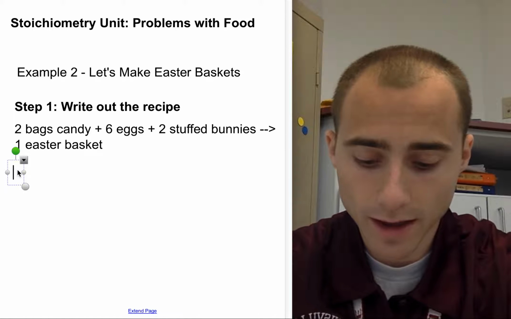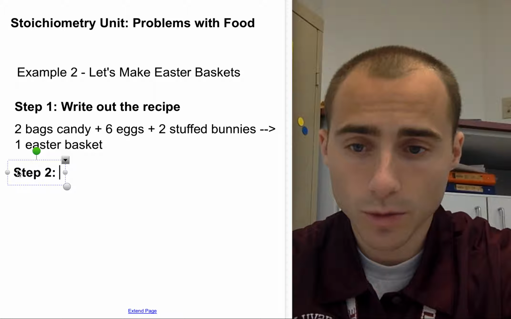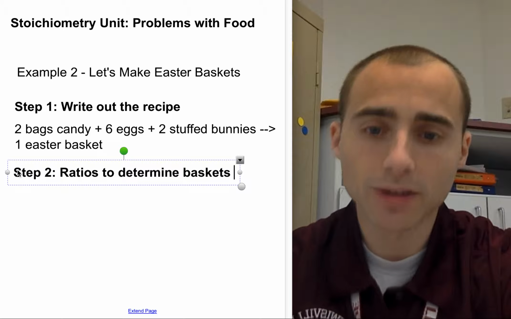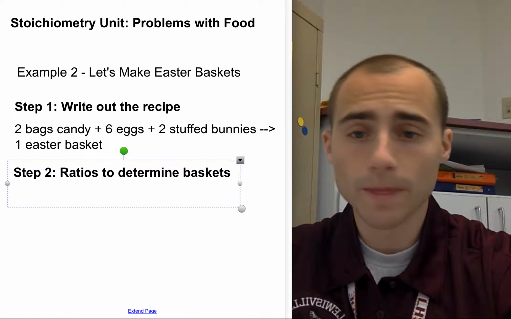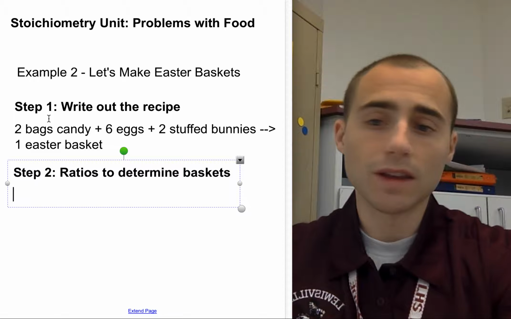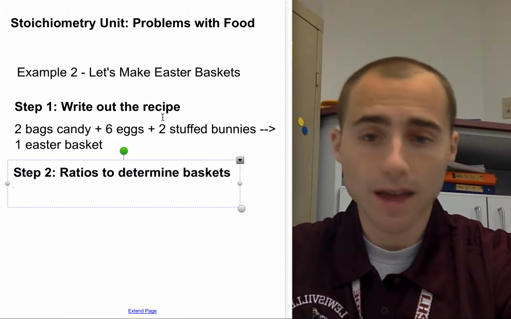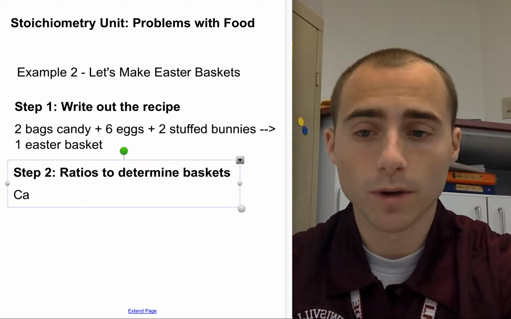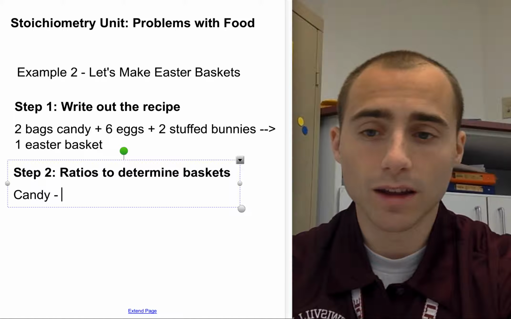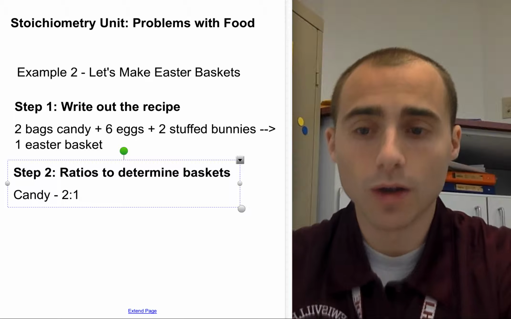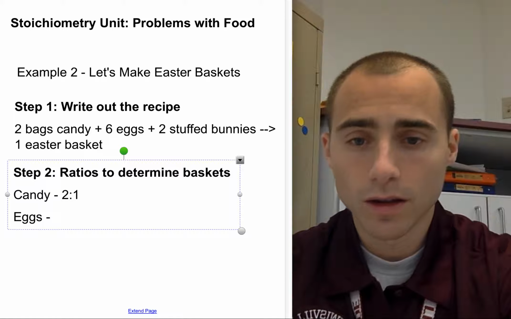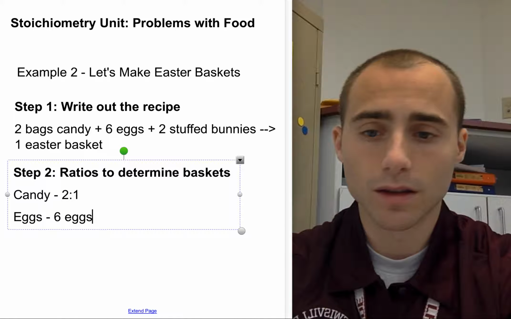Step 2 says, step 2, ratios to determine baskets. How many baskets we can make from each reactant. So what we have to do is we have to go through each of these different reactants, candy, eggs, etc., and determine how many we can make. So let's create our ratios first. For candy, we have to have 2 bags of candy for every 1 Easter basket. Eggs, we have to have 6 eggs for every 1 Easter basket.